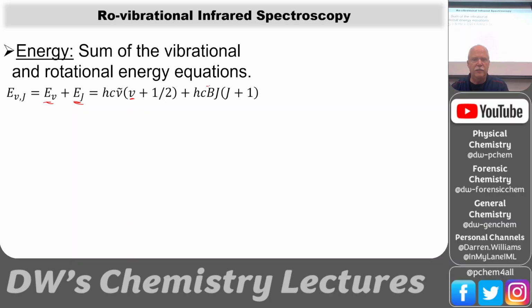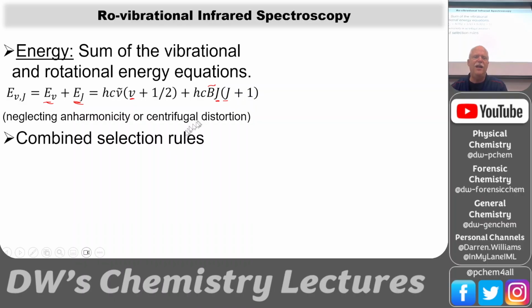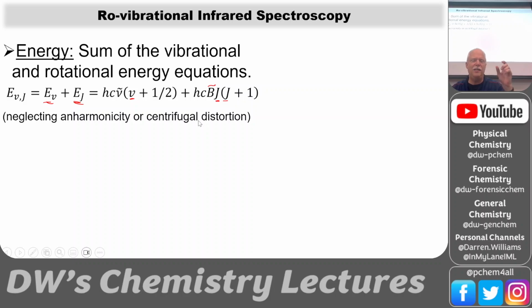And then we have this, this actually should probably have a tilde on the B too. So the B is in wave numbers. So hc B tilde, J times J plus 1. So this is the rotational quantum number. Now there are some other terms, the anharmonicity for the vibrations, right? We could have those higher order terms. And we could also have centrifugal distortion. That sounds exactly like what it is.